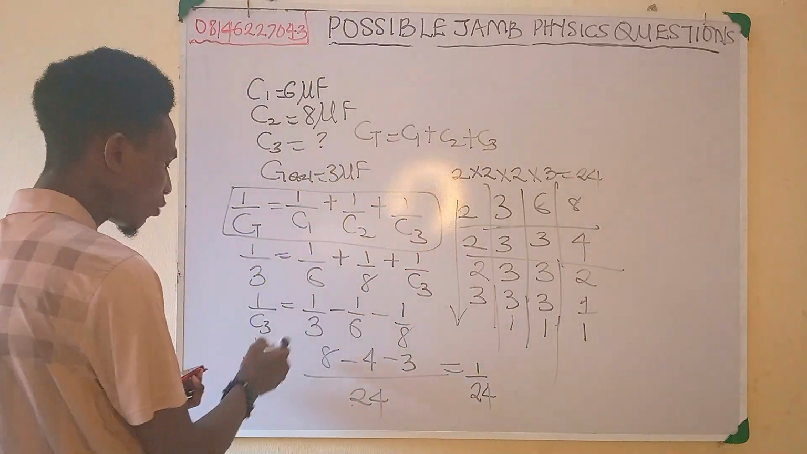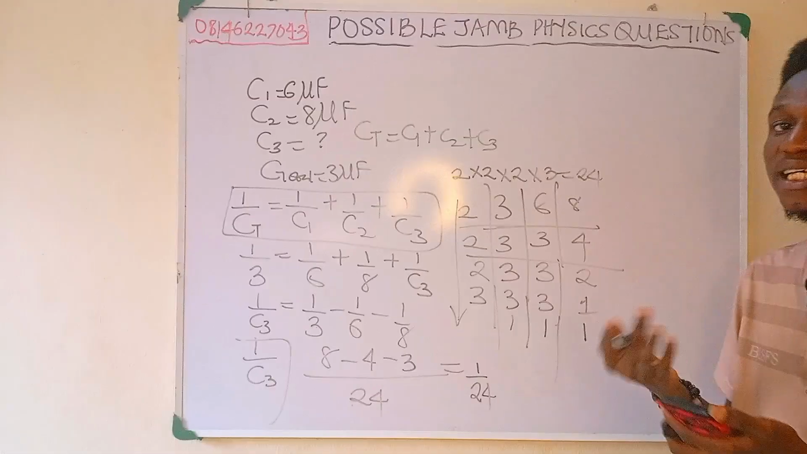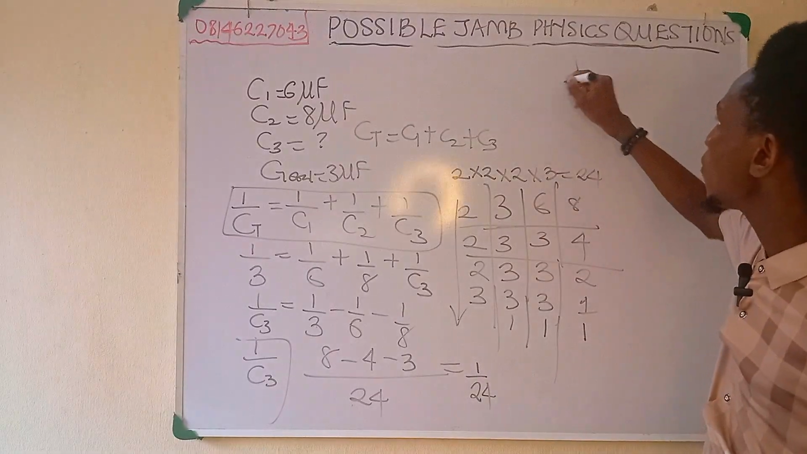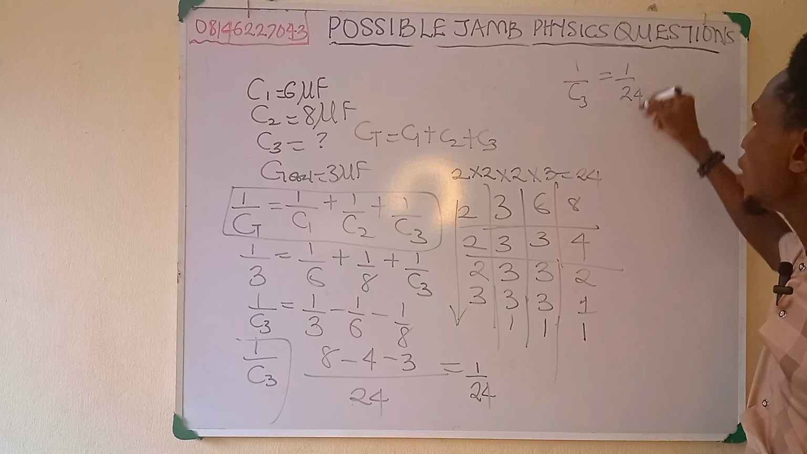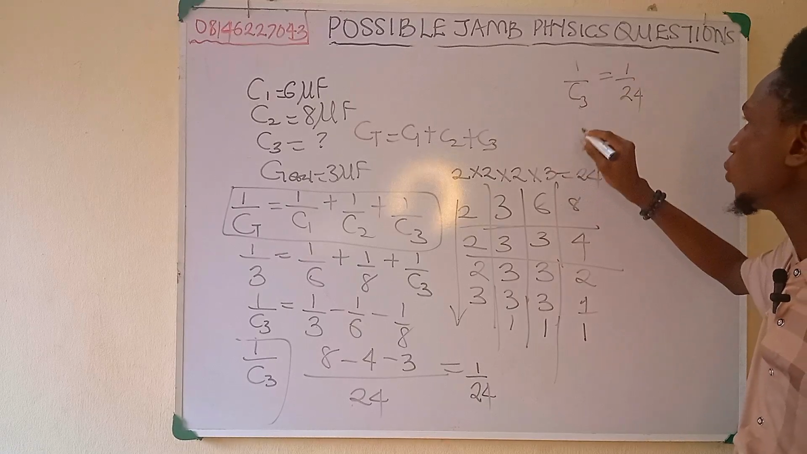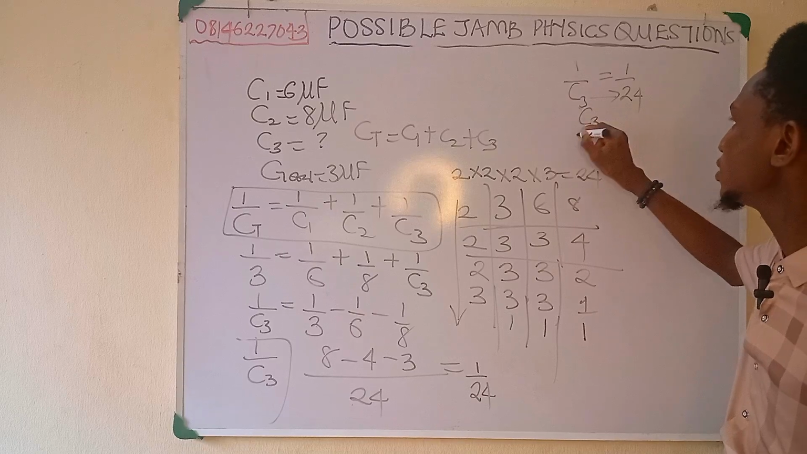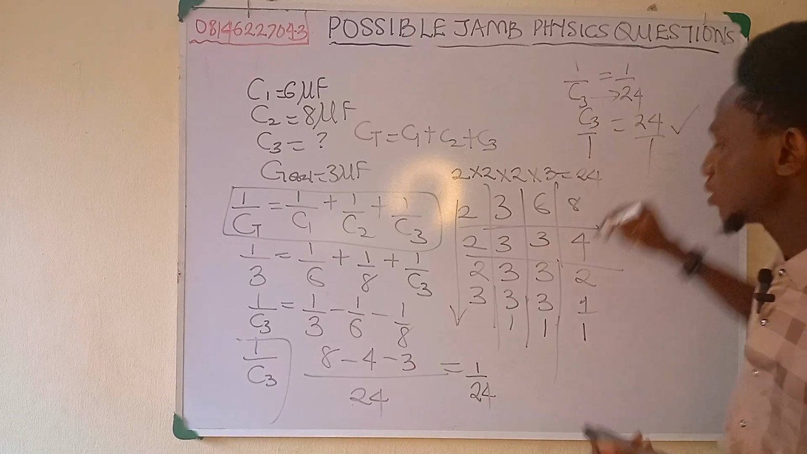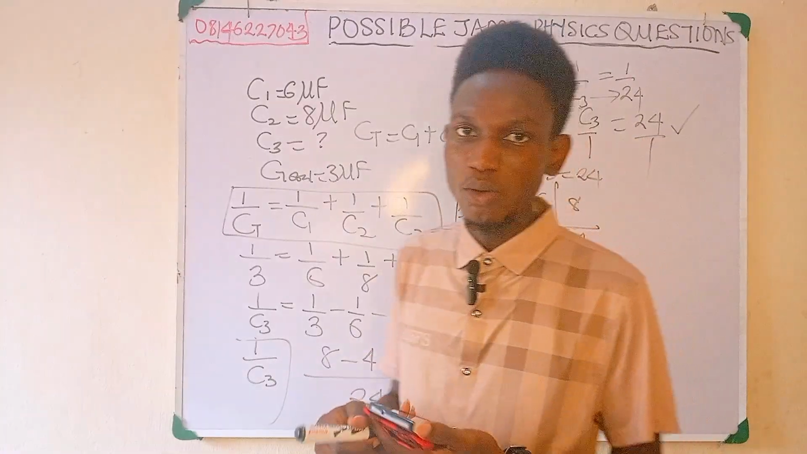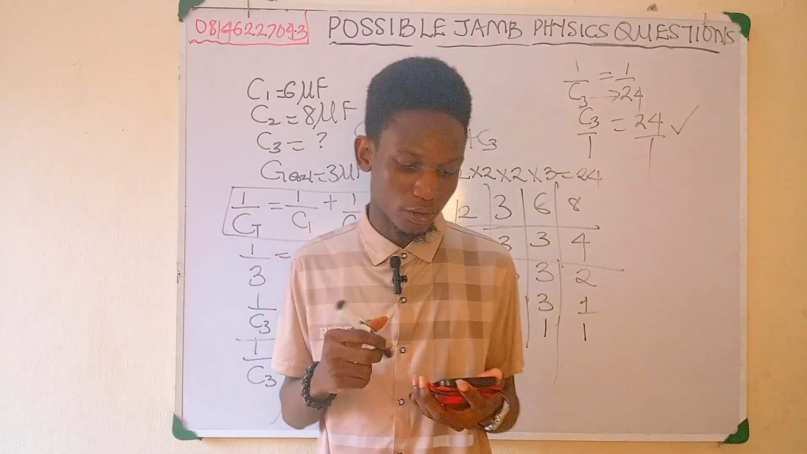Now we have 1 over... please always take note of this thing. Don't go and rush and pick the options. But here they didn't even give you any confusing option. So you have 1 over C3 equals 1 over 24. We are looking for C3 and not 1 over C3. So what do we do? Just invert it. C3 over 1 equals 24 over 1, so C3 equals 24. So our option C was correct. 24 microfarad is the correct answer.